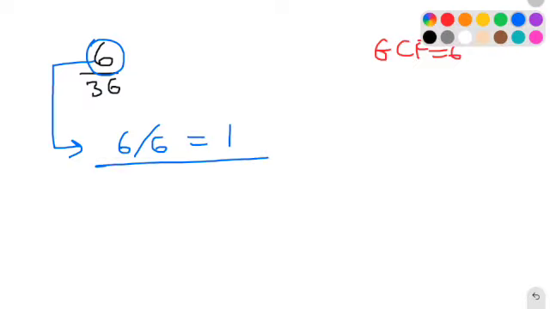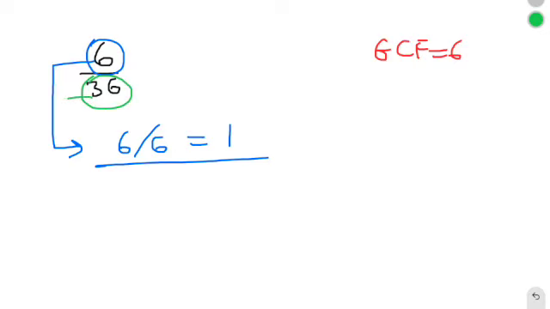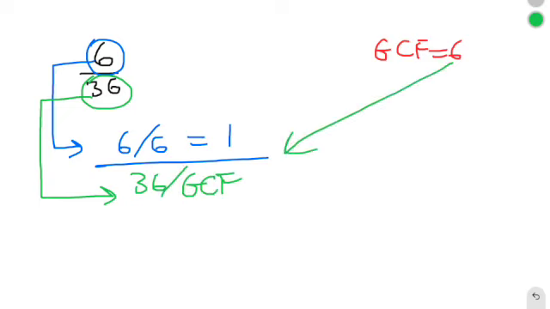And similarly, now we take the denominator number and we say 36 divided by the greatest common factor that we found, which is 6. Okay, I just want to show you where that number comes from, 6. 36 divided by 6 is equal to 6.